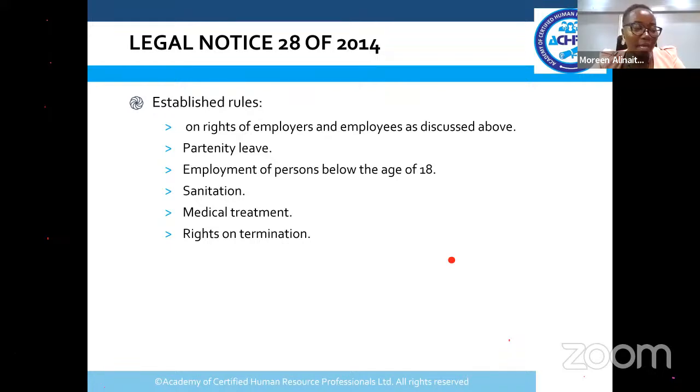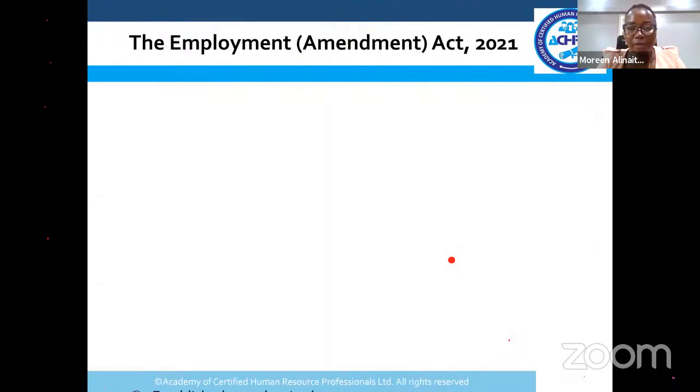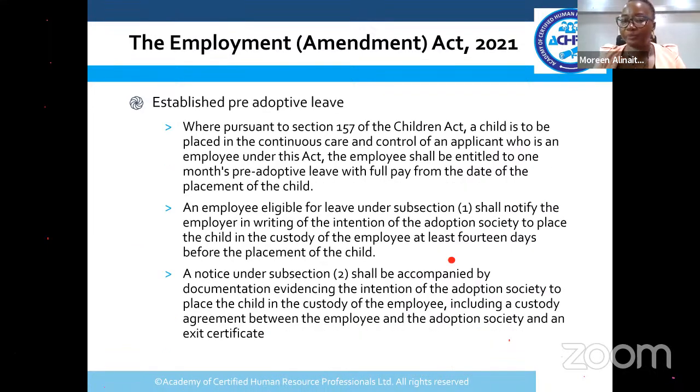It also brought about the aspect of advertisement for employment. It also prohibited forced labor. Most of the things we've been tackling, the rules of employment, were brought into force by this Legal Notice Number 28 of 2014. All those things we've discussed above, right? We now have the Employment Amendment Act of 2021, which establishes the pre-adoptive leave.